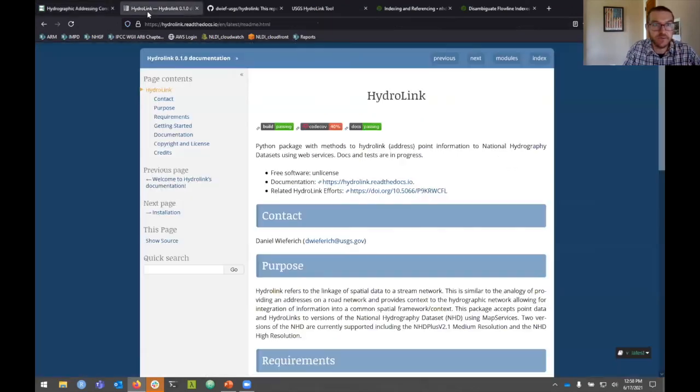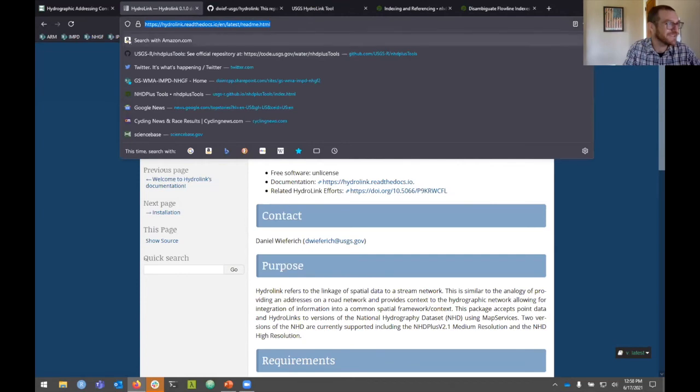The next thing is for the Python developers among you; I'm mostly an R developer. There's a package developed by my colleague Daniel Weifery out of the ecosystems mission area here in USGS called HydroLink. It has a collection of tools to download and index data to the NHD. So download NHD data and index data to the NHD. It's pretty well documented. It's open source. I highly recommend if you're working in Python and you want to link data to the network, HydroLink is the tool you should be looking at initially. Engage with Daniel. He's fantastic. I highly, highly recommend working with this stuff.